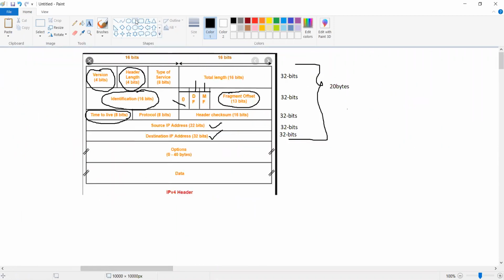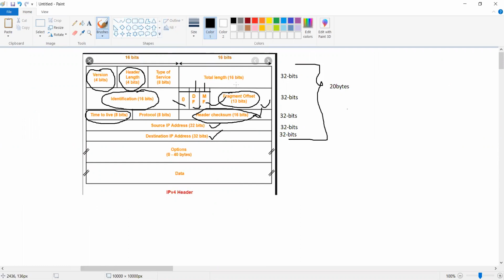Now I've explained this as well. If I remember right, I told you every header will have a checksum. Okay, this is done, this is done, this is done, this is done, and this is also done.